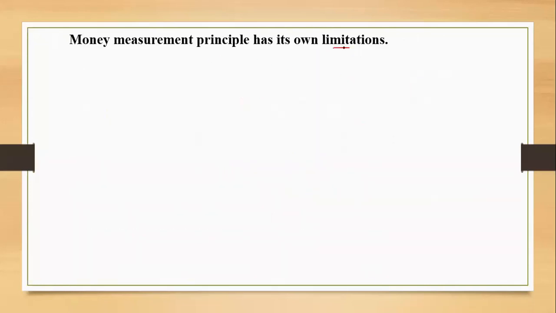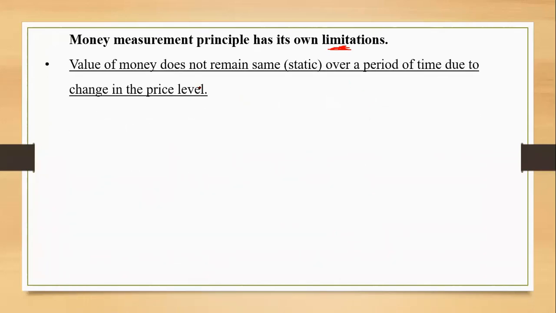The money measurement principle has its own limitations. One is the qualitative aspects. These are ignored, we know very well. But apart from that, there is the matter of price level changes. The value of money does not remain the same over a period of time due to the change in the price level. I have already given an example earlier: the notebook that you used to purchase in class 9, the same notebook you are going to purchase in class 11, the price will differ. It's not that the organization is increasing or any stationery vendor is increasing its profits. No, the point is that it is because of the price level changes.